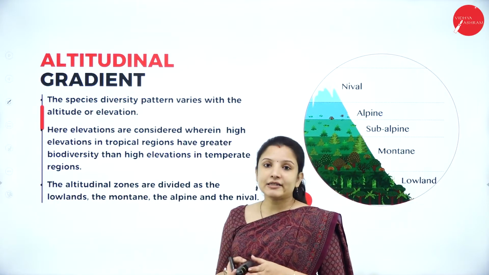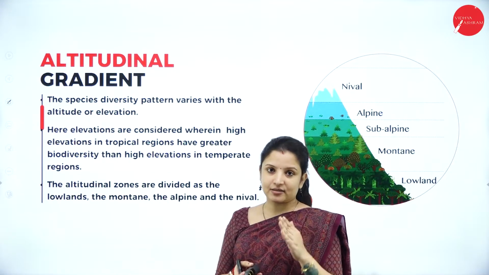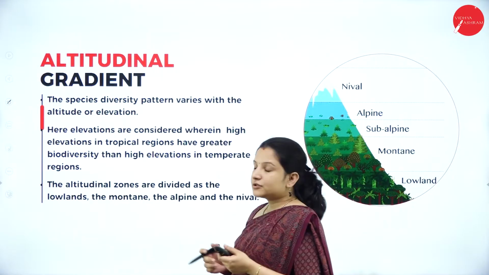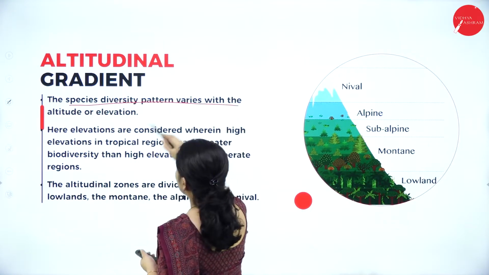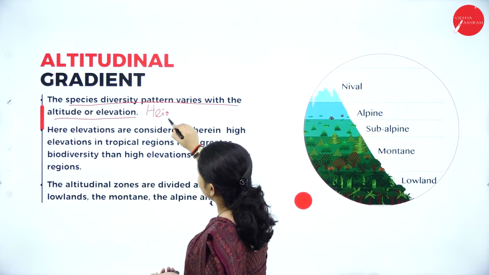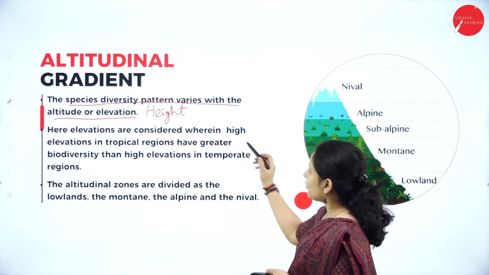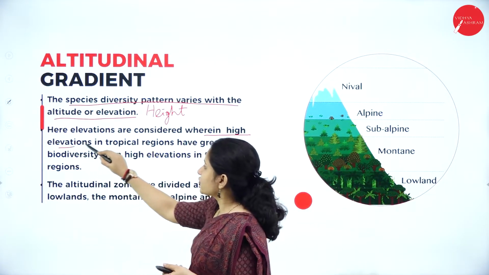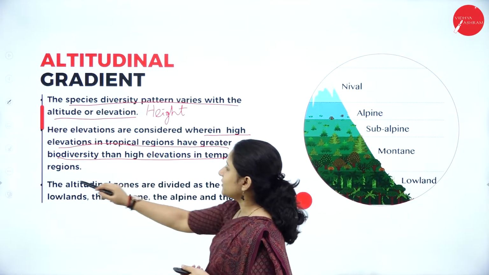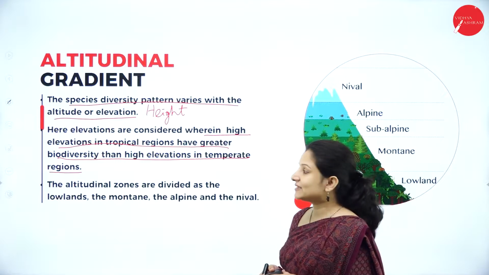Next, talking about altitudinal biodiversity. When I say altitudinal, it means it is something to do with heights, right? So we have the ground level, the sea level and all that. The species diversity pattern varies with altitude or with elevation, or in other terms, with height. Here, high elevations in tropical regions have greater biodiversity than high elevations in the temperate region. Here also, based on the elevation, the diversity of the species tends to vary.